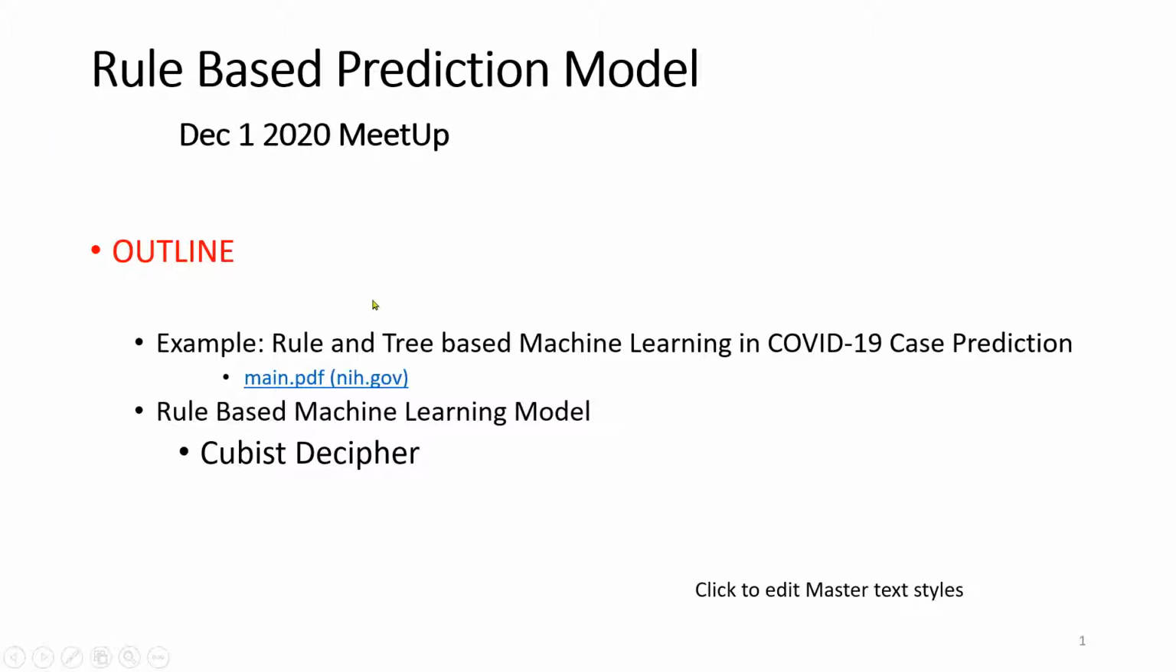Today's topic is the rule-based prediction model. I figured that I would like to apply this, so I found an article that used rule and tree-based machine learning in COVID-19 prediction, which is in my field. Among the models they used, the rule-based model is the Cubist model. So I'm going to talk about that after this article.